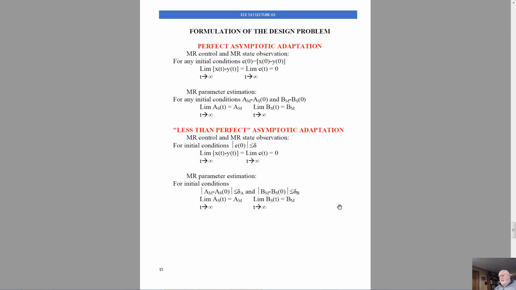When it comes to parameter estimation, less than perfect asymptotic adaptation implies that the initial difference between matrix A of the adjustable system and matrix A of the reference model could be not between minus infinity and plus infinity, but within some limits. And in addition, the initial discrepancy between matrix B of the reference model and matrix B of the adjustable system also could be not between minus infinity and plus infinity, but within some limits. And in spite of this, the adaptation mechanism enables us to drive adjustable parameters exactly to their values of the reference model.